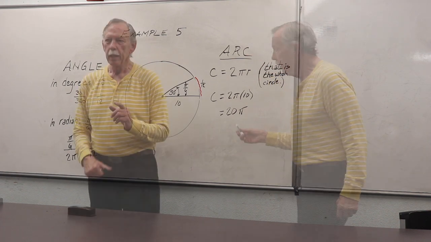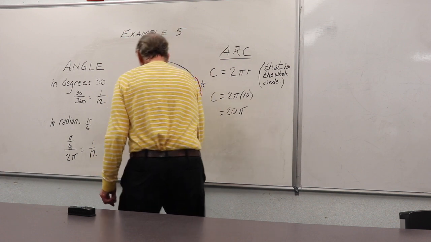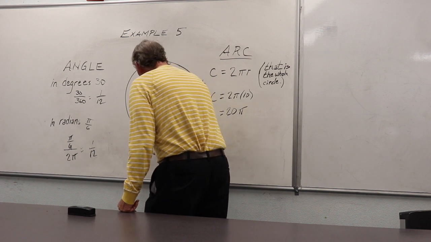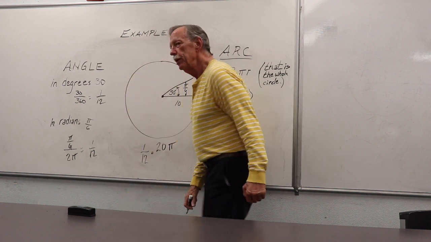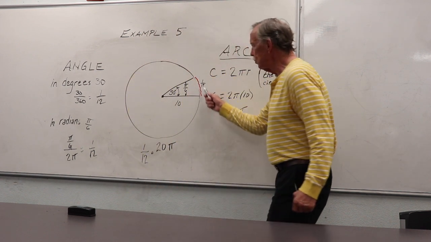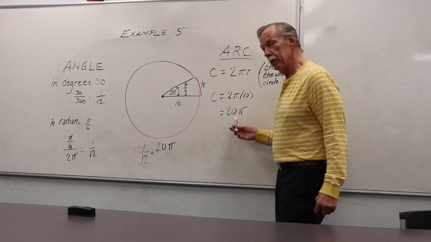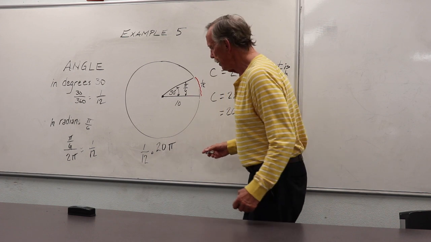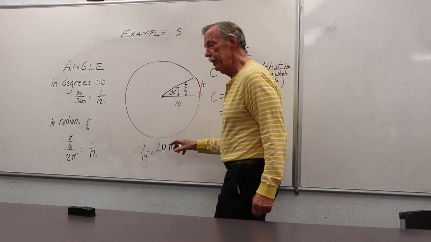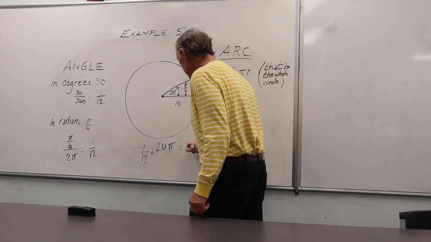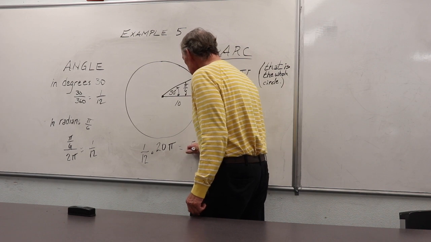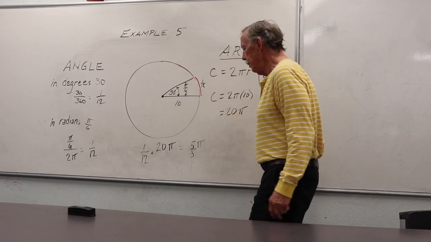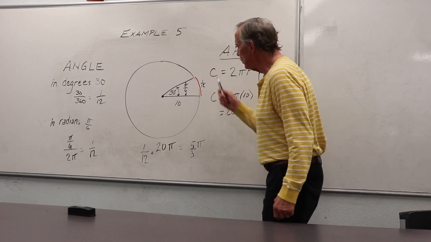In order to calculate that algebraically, what we're doing is saying we want 1/12 of 20 pi. This is 1/12 of the circle. This is the circumference of the circle, 20 pi. We want 1/12 of 20 pi. Well, we can do a little bit of simplifying here. That's going to be 5/3 times pi. That's how long this little piece is.